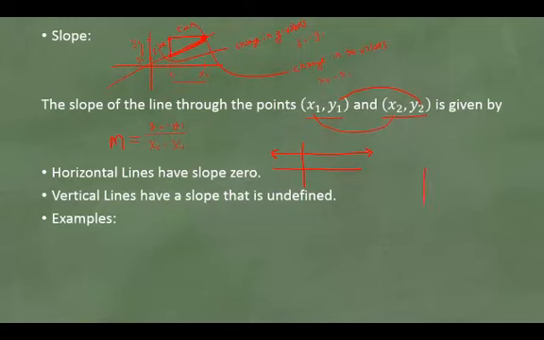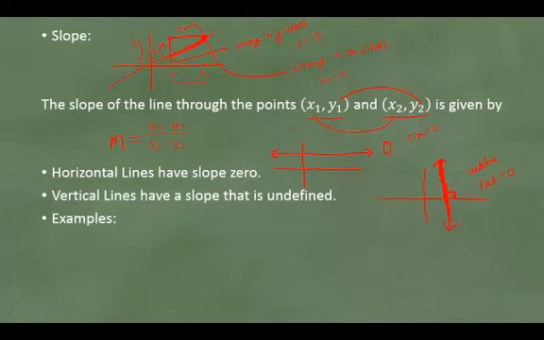Vertical lines, in other words, lines that are completely perpendicular to the ground, have a slope that is undefined. By perpendicular, I mean that they make a nice right angle to the ground. But here we have slope 0 because the rise is 0. And here we have a slope that's undefined because the run is technically 0. In other words, there's no change in the x values here.